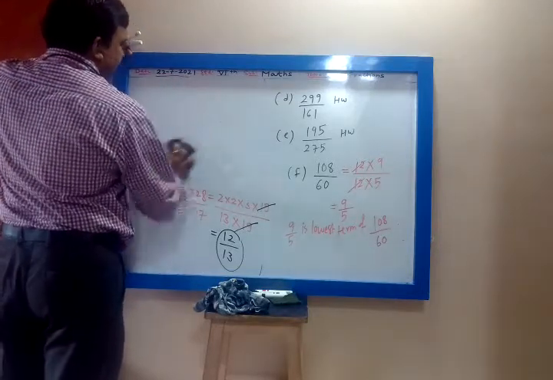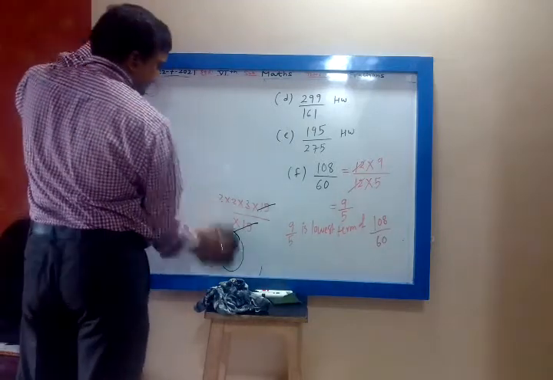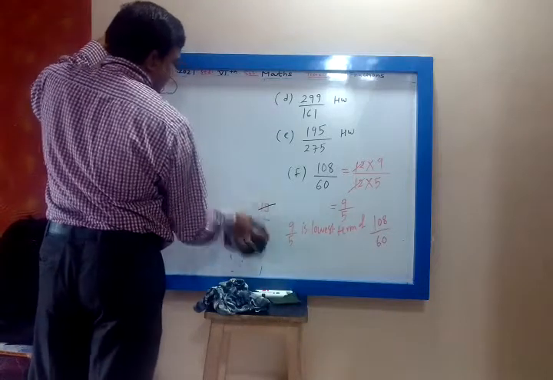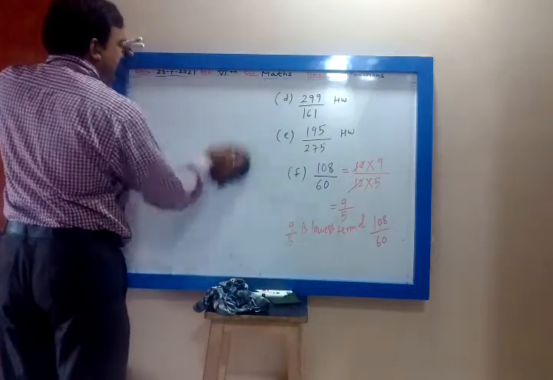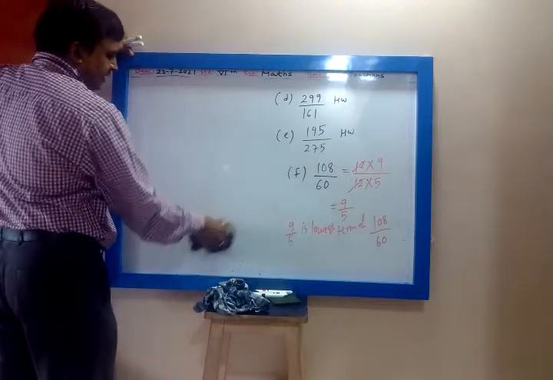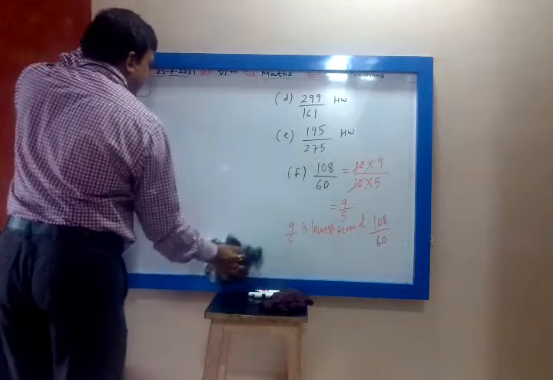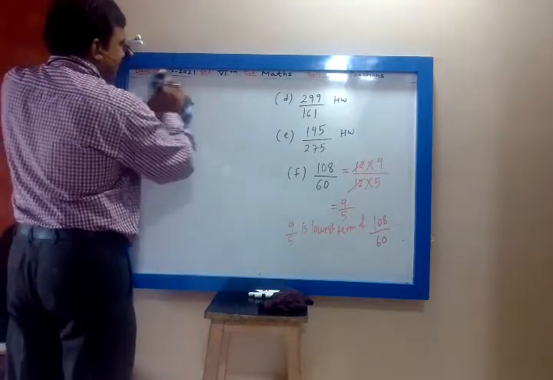Up to table 20. You should be thorough because you are in 6th standard. So up to table 20 you should be thorough. Then next standard, 7th standard, up to table 25. Then 8th standard.